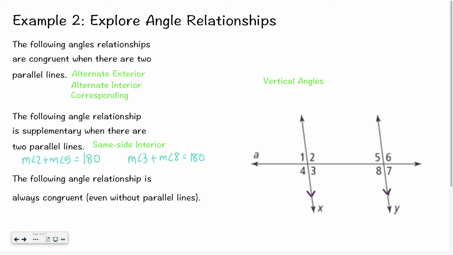And the last angle relationship that is always congruent that we learned about back in chapter 1, but I feel like some of you still occasionally forget. Vertical angles. Doesn't matter if it's a vertical angle, they are congruent, always. There's no exception to that rule.